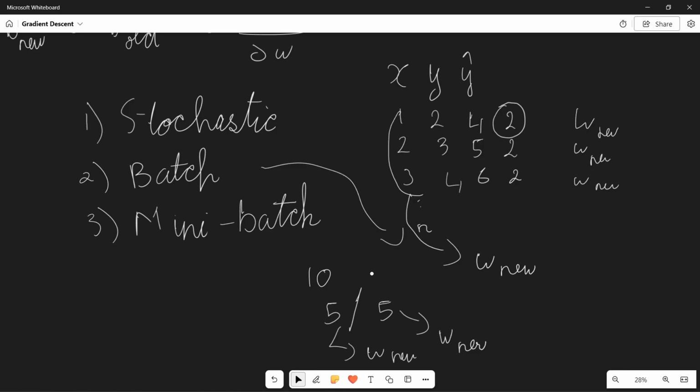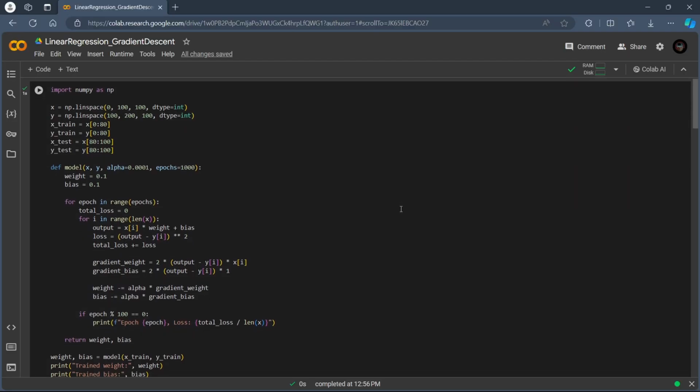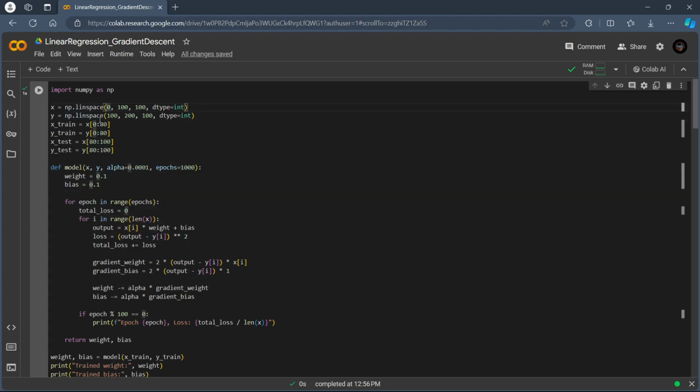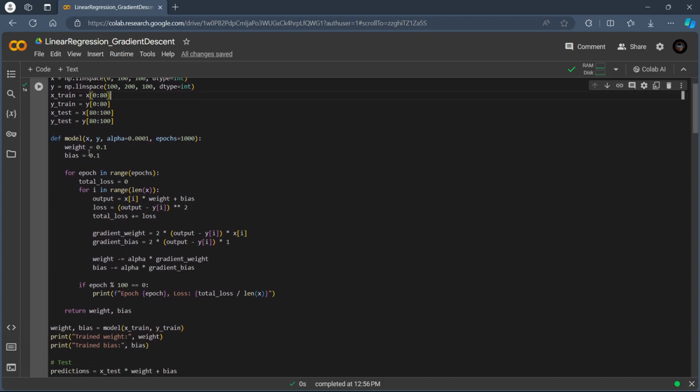Now let's move into the demonstration via Python. This is a simple linear regression implementation utilizing the NumPy package. I have linearly spaced my integers from 0 till 100 with 100 data points, and I have segregated the training data and testing data, and I have created a model function which accepts x and y as input. Alpha is the learning rate, which is in this case 0.0001, and epochs is the iteration count, or the total number of iterations required to train our model.